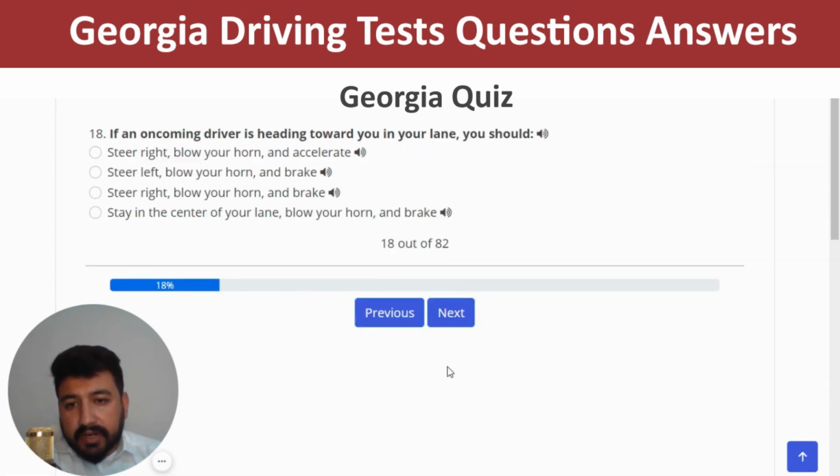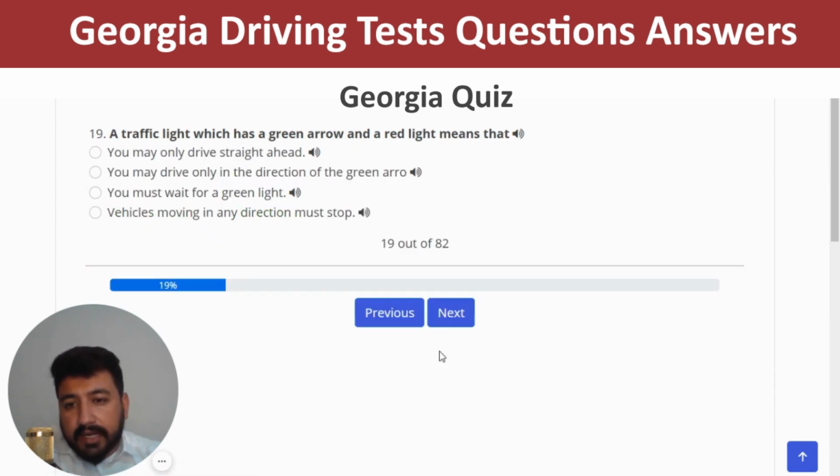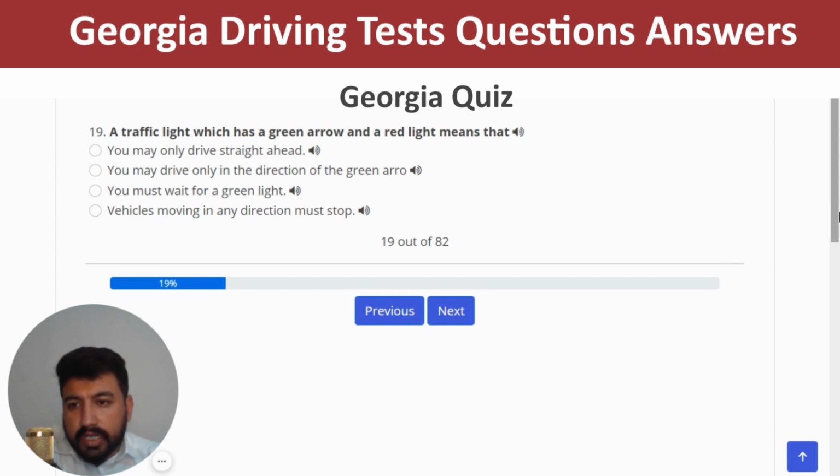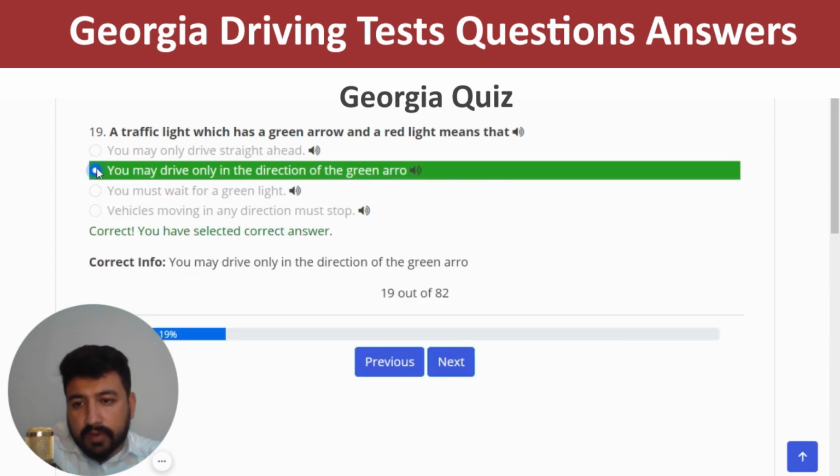If an oncoming driver is heading towards you in your lane, you should. The right answer is steer right, blow your horn, and brake, which is the third option. Correct. And next. A traffic light which has a green arrow and a red light means that the right answer is you must wait for a green light. So the right answer of 19th question is you may drive only in the direction of the green arrow. So I'm going to click on the second option, correct, and next.